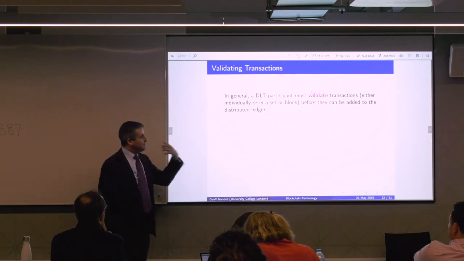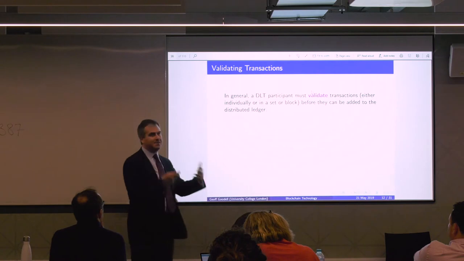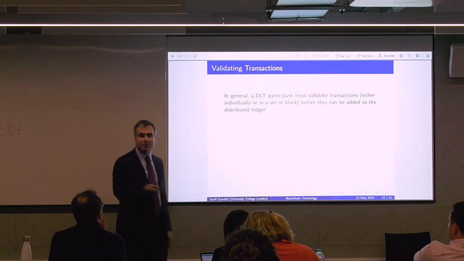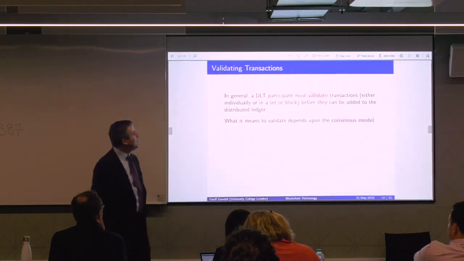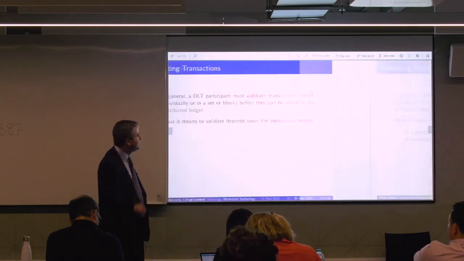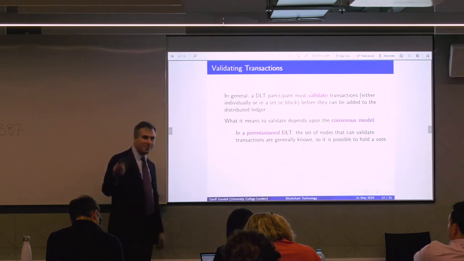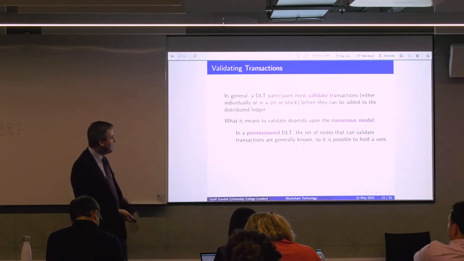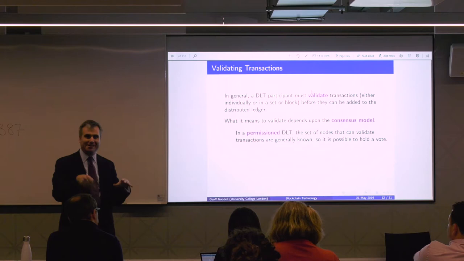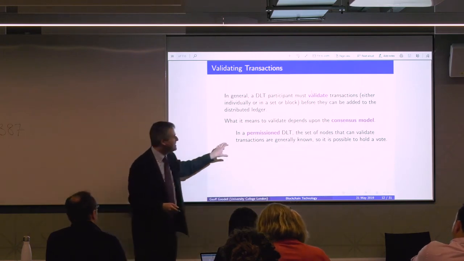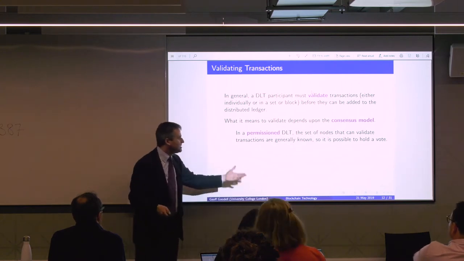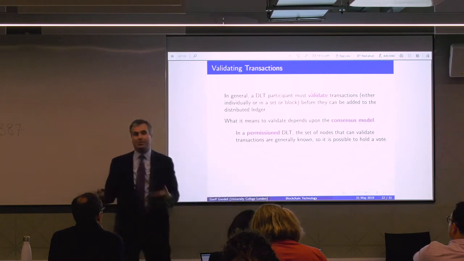So in general, a participant in the DLT, that is to say a voter in the consensus, must validate the transactions before they can be added, which is what we were talking about. And what it means to validate depends upon the consensus model. Now we get into these questions of permissioned versus permissionless that came up. What is permissioned? In a permissioned DLT, and this term is actually in contention, but for the purpose of this presentation, the set of nodes that can validate transactions are generally known, so it's possible to hold a vote.